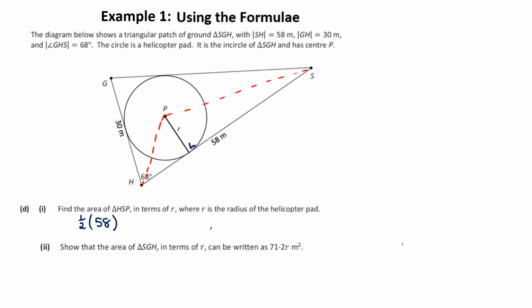And when we have an incircle, the sides of the triangle are tangents to the circle. So that is times OR. So that works out as 29 OR meters squared. So show that the area of the whole big triangle in terms of OR can be written as 71.2 OR. So we've already just got one part of this. So what we're going to do is we're actually going to break the triangle into three little triangles. When you do that, each one has a perpendicular height of OR.